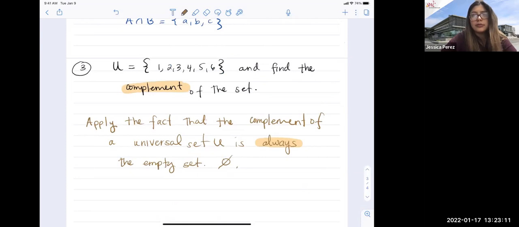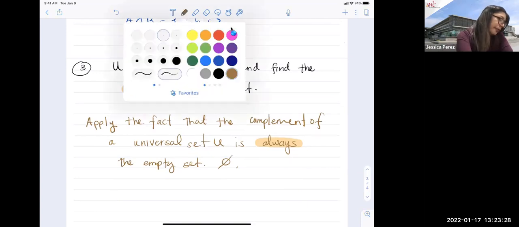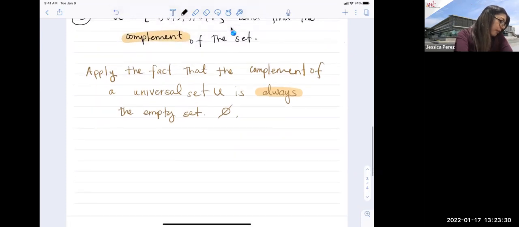Okay. The empty set is always a complement of a universe, always, 100%. Okay. So your answer would be the empty set. Okay, question 4. Again, this is a review. So now we want to recall something very important.